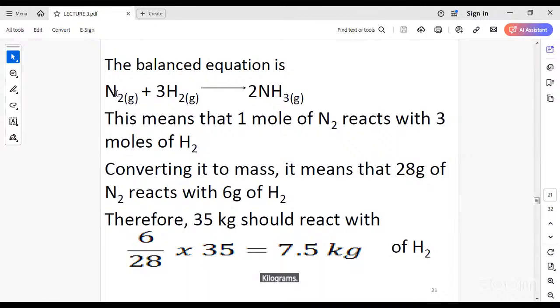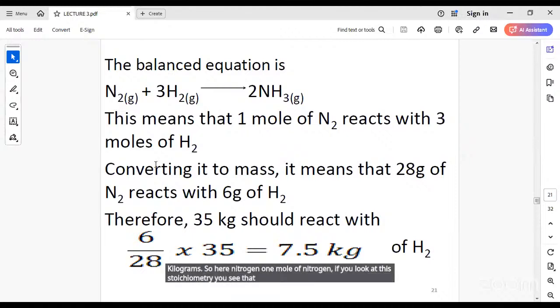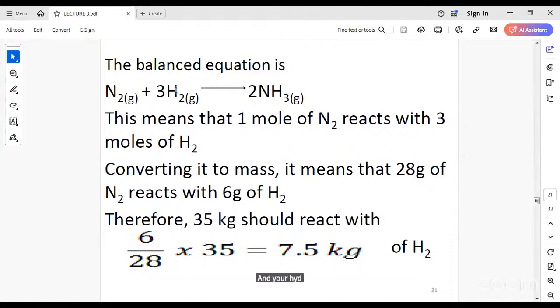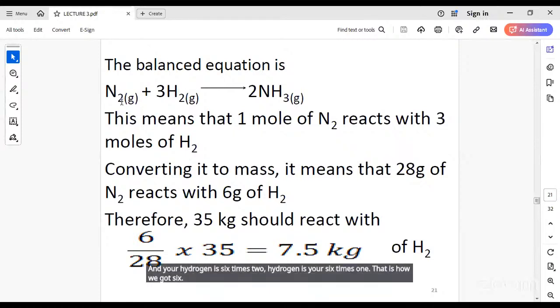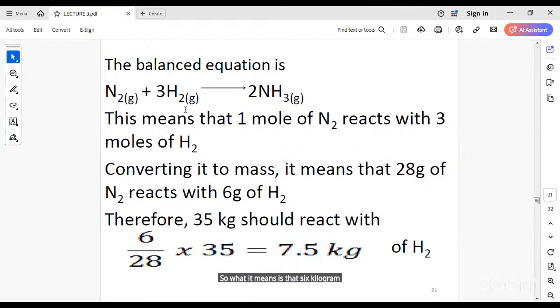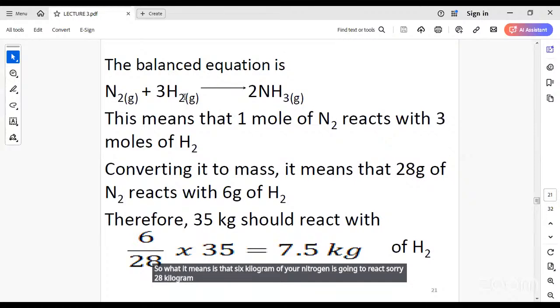So here, nitrogen, 1 mole of your nitrogen, if you look at this stoichiometry, you see that your nitrogen is 14 times 2. That is how we got 28. And your hydrogen is 6 times 1. That is how we got 6. So what it means is that 28 kilogram of your nitrogen is going to react with 6 kg of your hydrogen to give you your product.